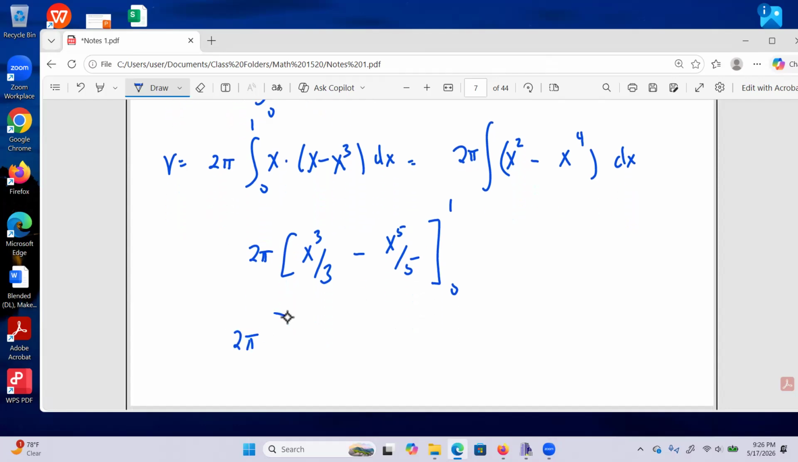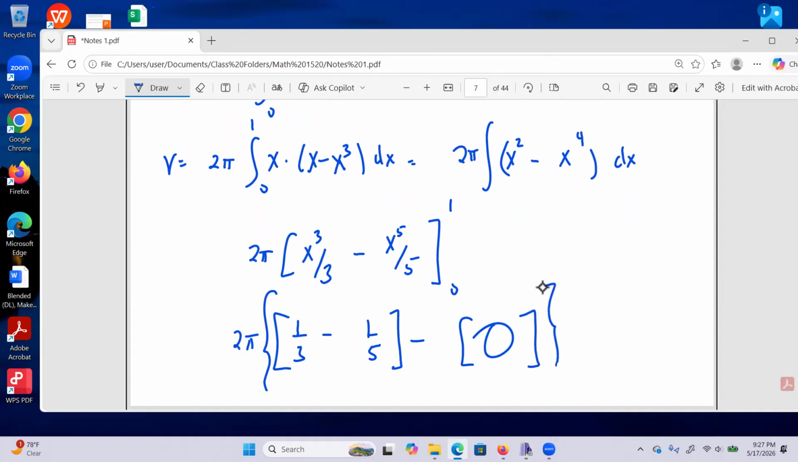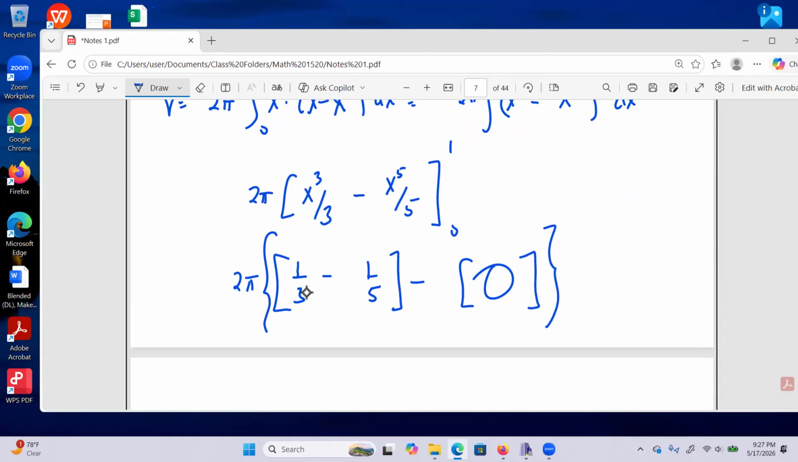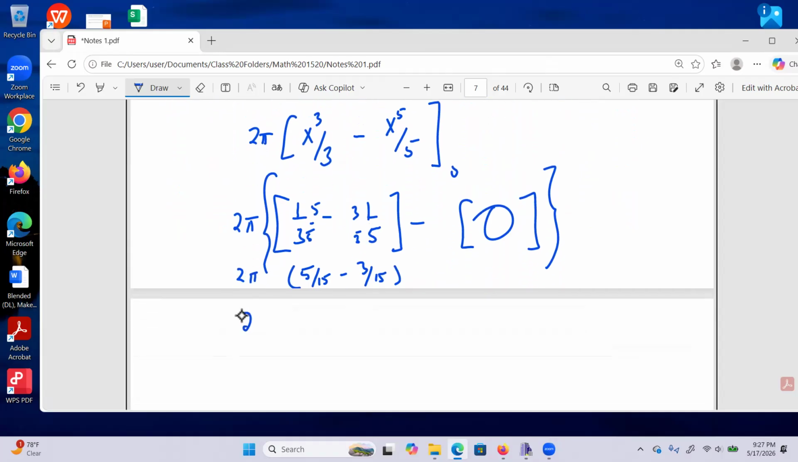So we have 2 pi times 1 over 3 minus 1 over 5, minus what we get if I plug in 0, and all of that is going to be 0, which is kind of nice. So we have to get common denominators here. You guys are allowed to use a calculator. That's fine. So we have 5/15 minus 3/15, all times 2 pi. 5 minus 3 is 2, so we end up with 2 pi times 2 over 15. So my answer is 2 times 2 is 4 pi over 15.